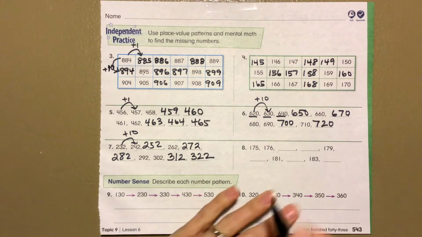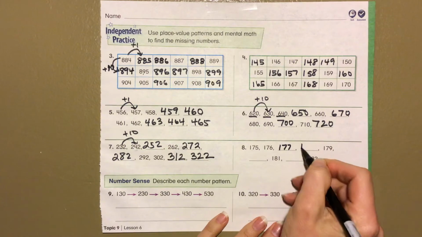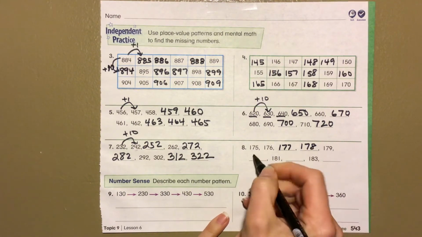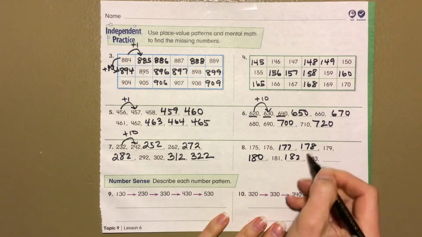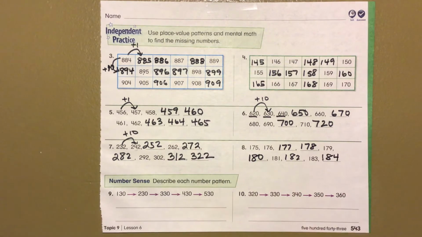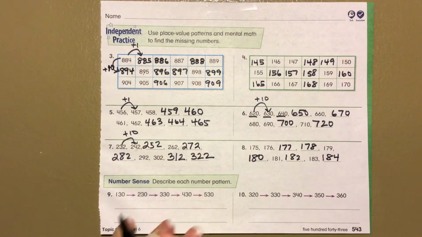Okay, let's look at number 8. 175, 176, 177, 178, 179, 180, 181, 182, 183, and finally 184. Whew, my hand is tired. All right, let's take a look at our pattern.